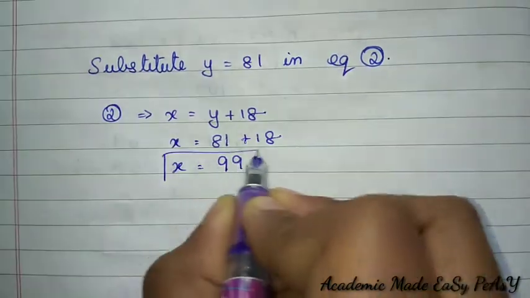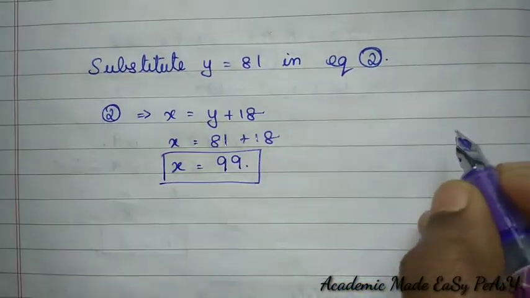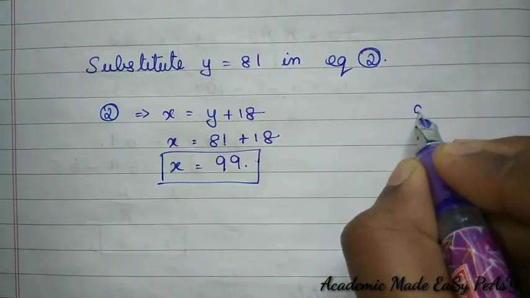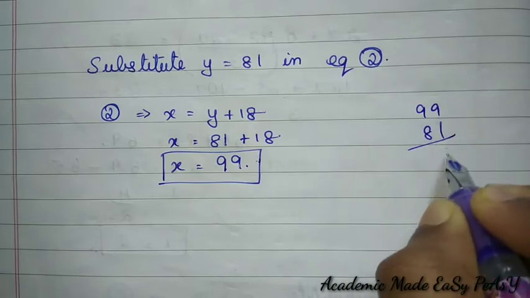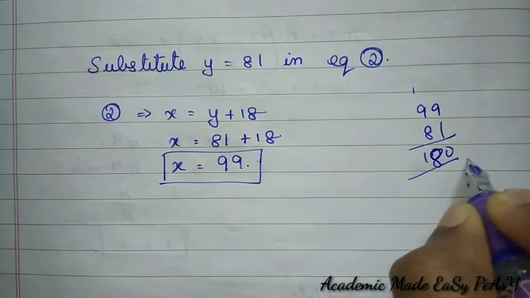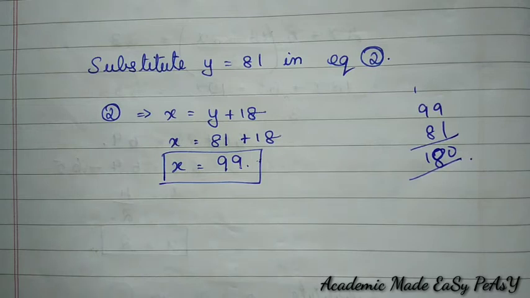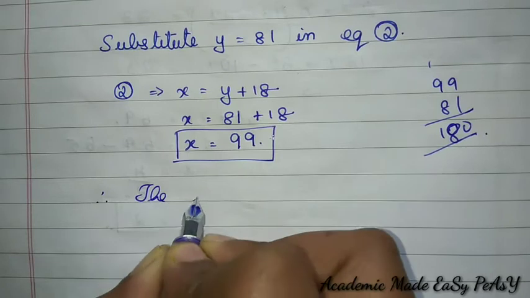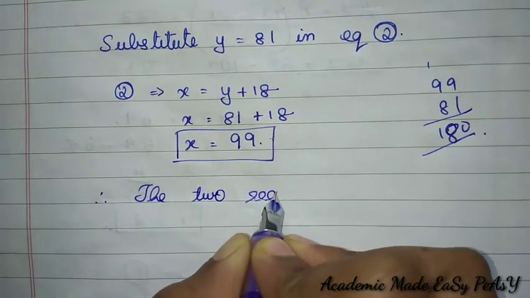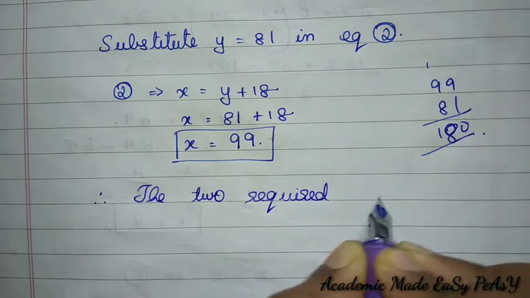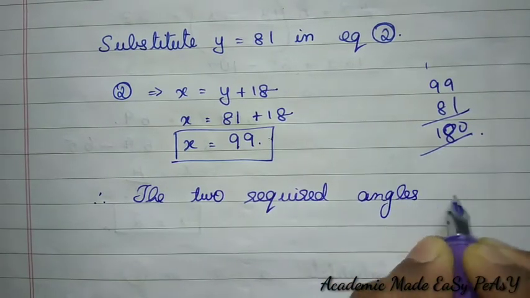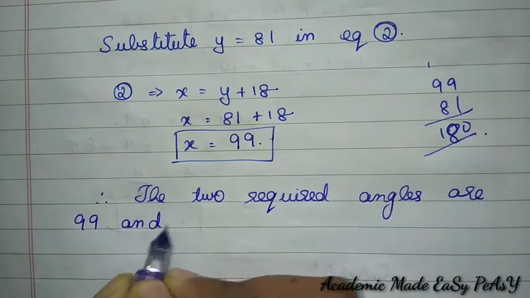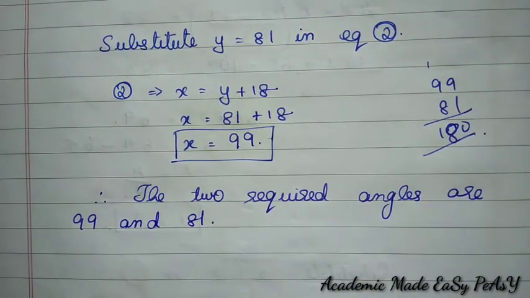So therefore we found x and y. See here, the second equation is verified. My first equation was x plus y equal to 180, and 99 plus 81 is 180. So this also is verified, so my answer is correct. Therefore, the two required angles are 99 and 81. That's it.